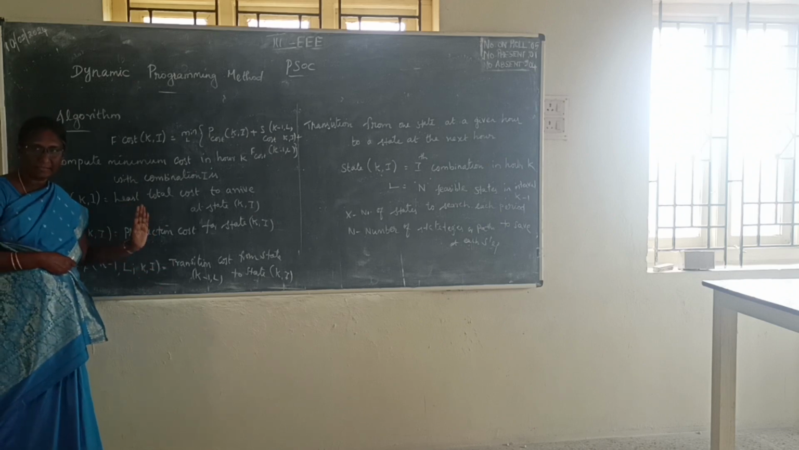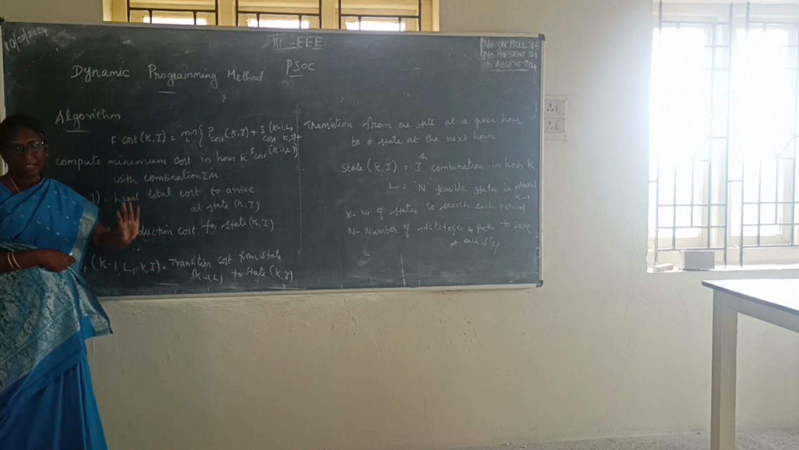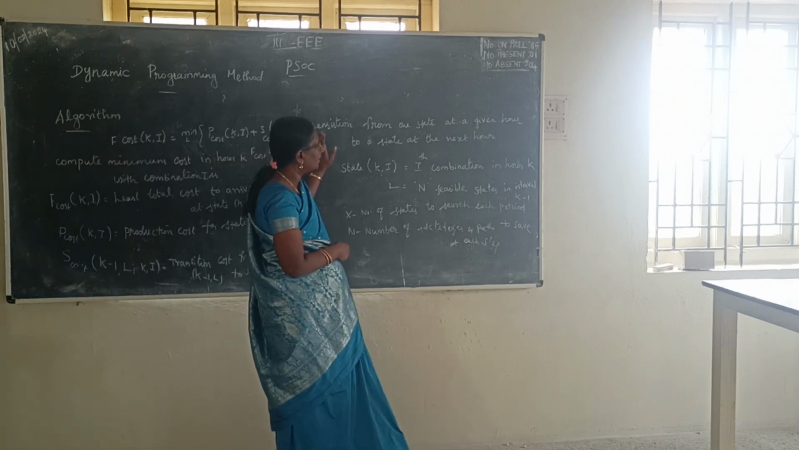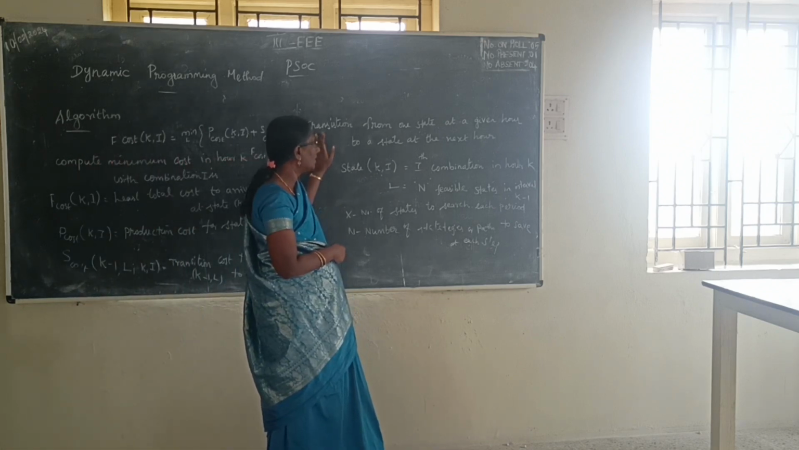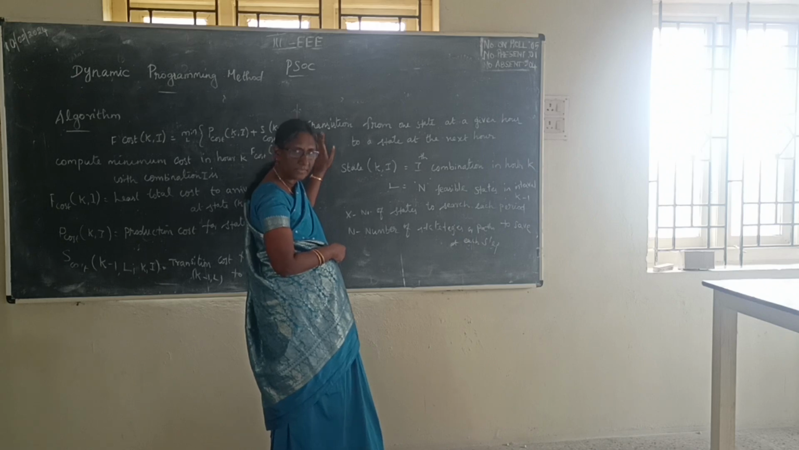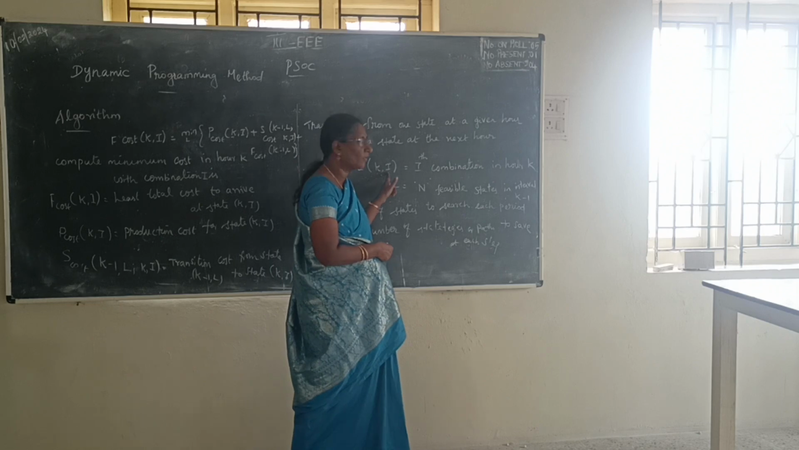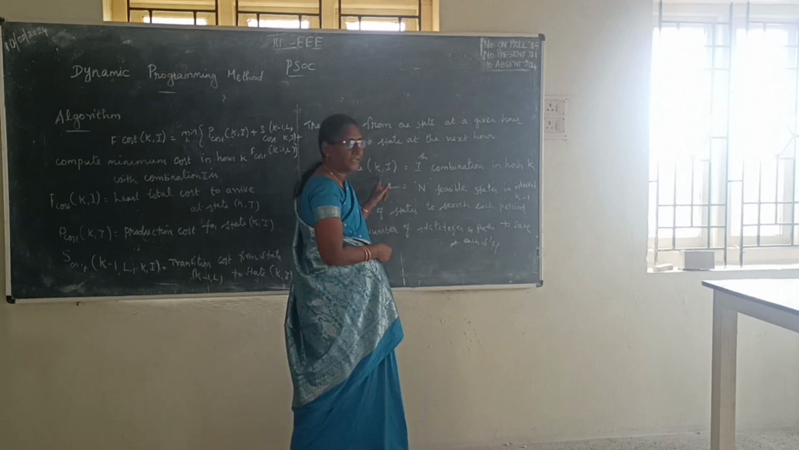From one transition there is one unit to another unit. Next, the transition from one state at a given hour to a state at the next hour. That is called the transition state. Then state of k comma I. I means the number of combinations in k term.